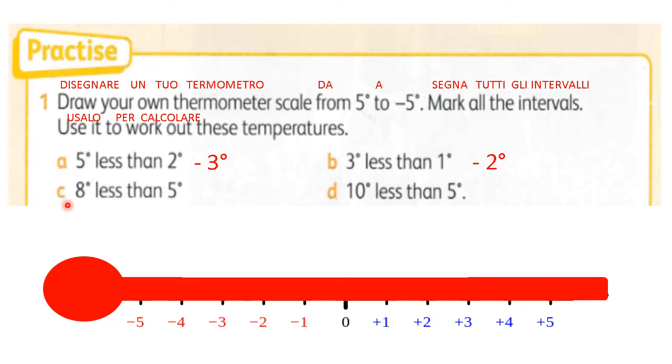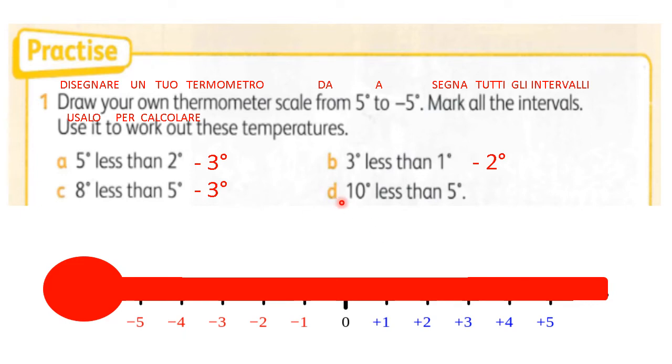C, 8 degrees less than 5 degrees. So we start at 5. We have to count back 8. So 1, 2, 3, 4, 5, 6, 7, 8, which makes -3. 8 degrees less than 5 degrees is -3 degrees.